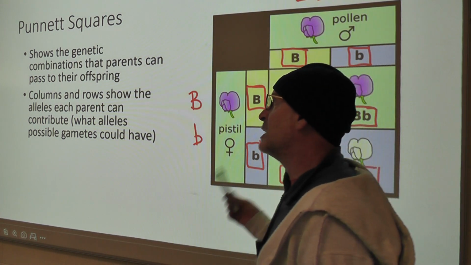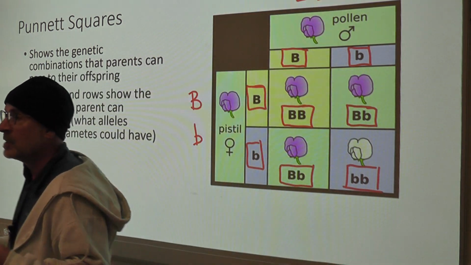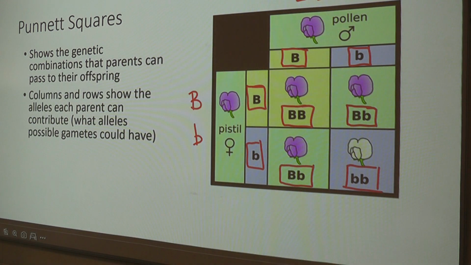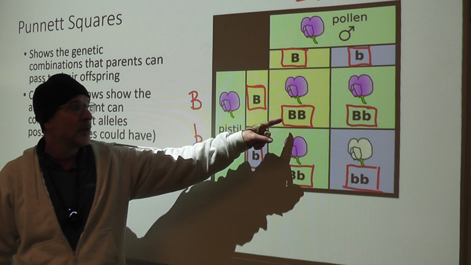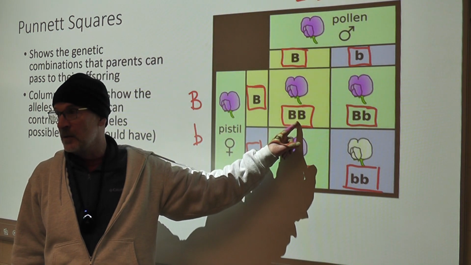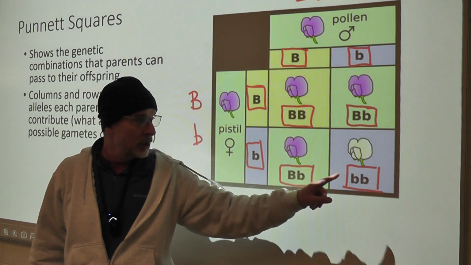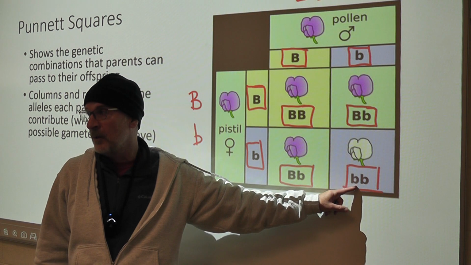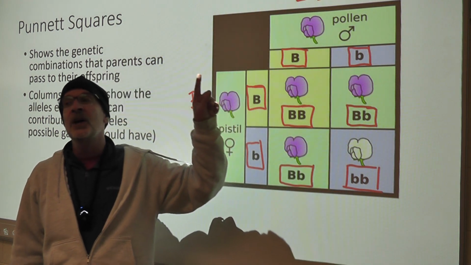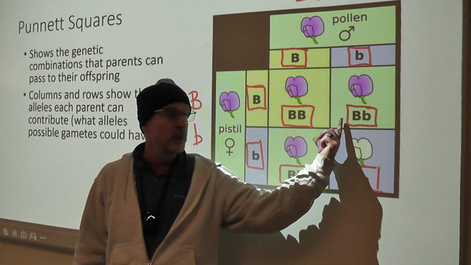This isn't saying that this happened. These 2 plants may never reproduce. But if they were to reproduce, then randomly, on average, a quarter of all the offspring that they produced would have 2 dominant alleles. Another quarter would have 2 recessive alleles. And half would have 1 of each.